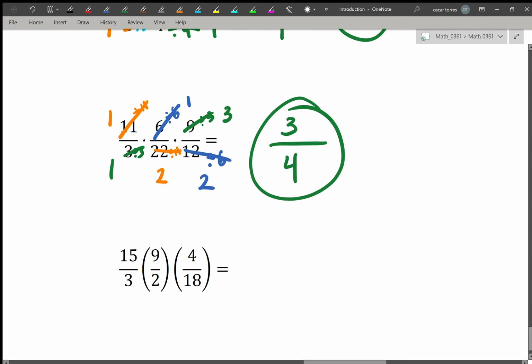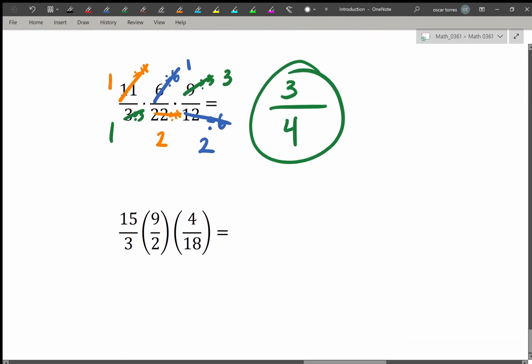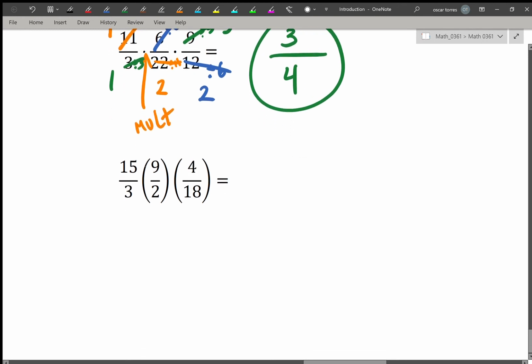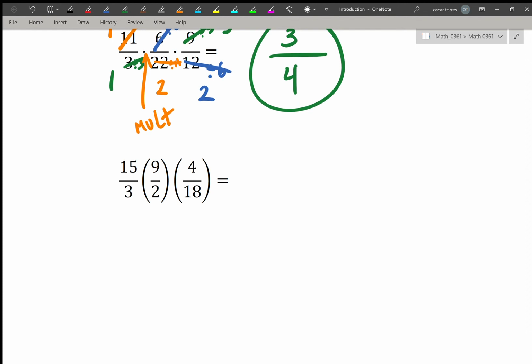On the previous problems, I was using these dots as multiplication signs. But sometimes multiplication you'll just see with parentheses. So even in this example, everything's still being multiplied. They just don't have multiplication symbols, they have parentheses instead. But in this case, we can do the same thing. We can simplify the numbers that are diagonal to each other.